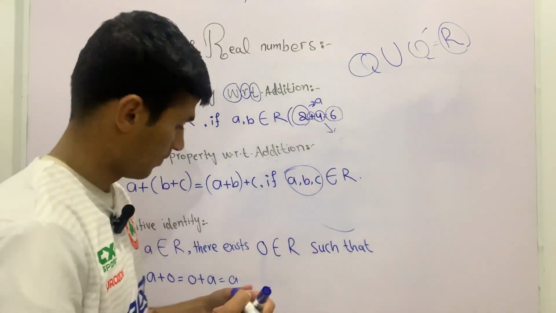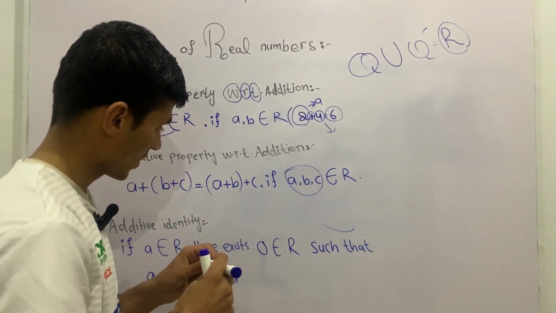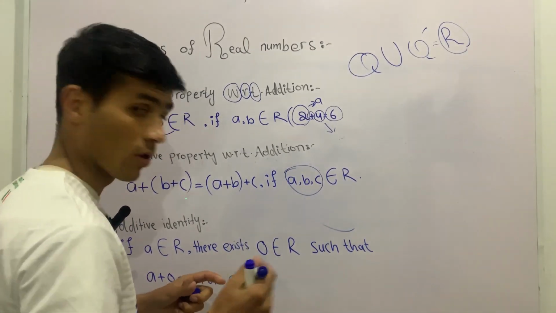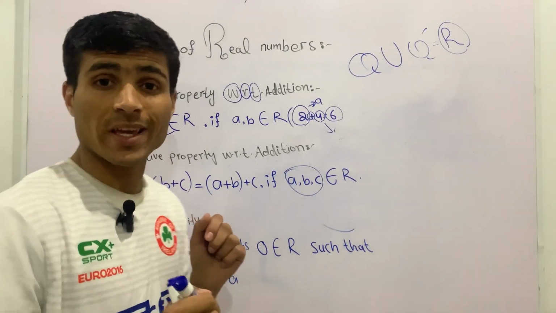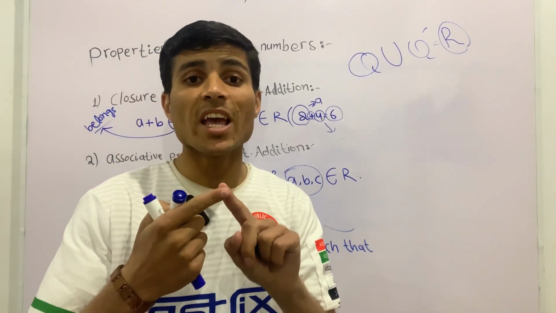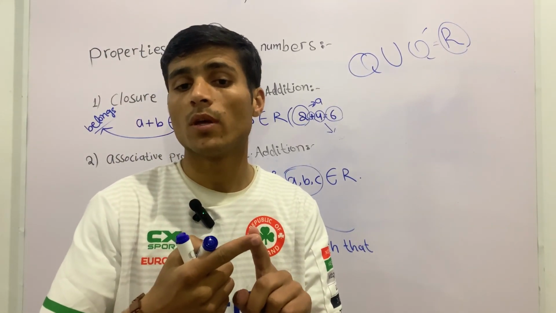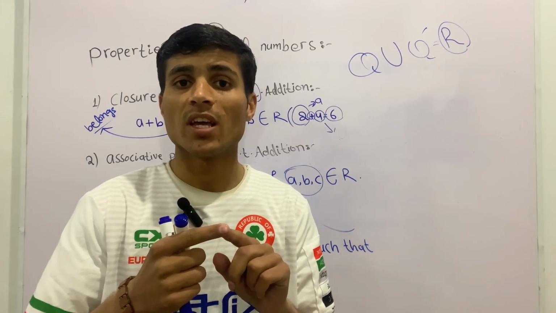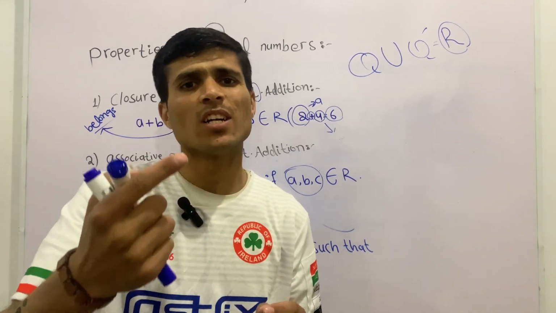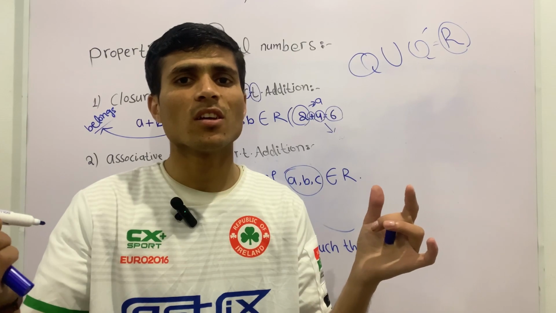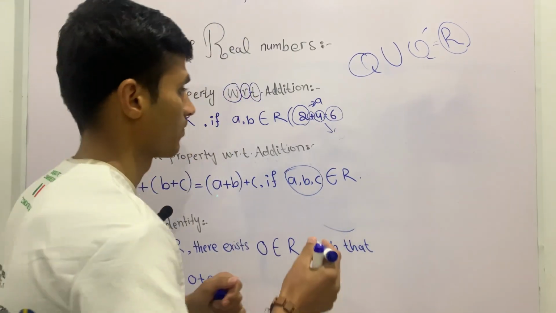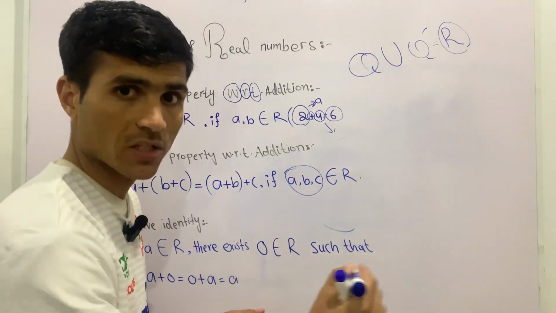Look here. I'm just going to write an example. This property says that if you add any number to 0, no change will occur, and if you add 0 to any number, nothing different will occur. You will get the number you started with.